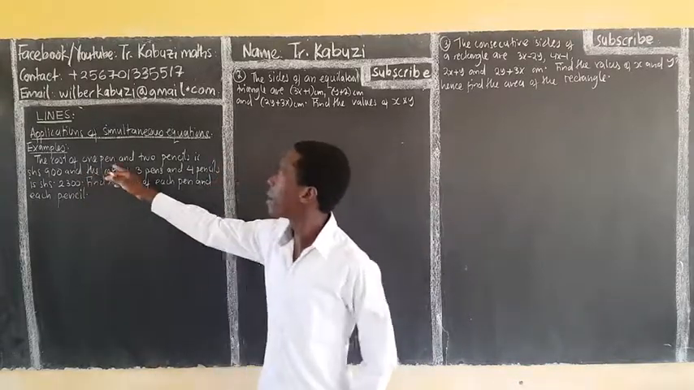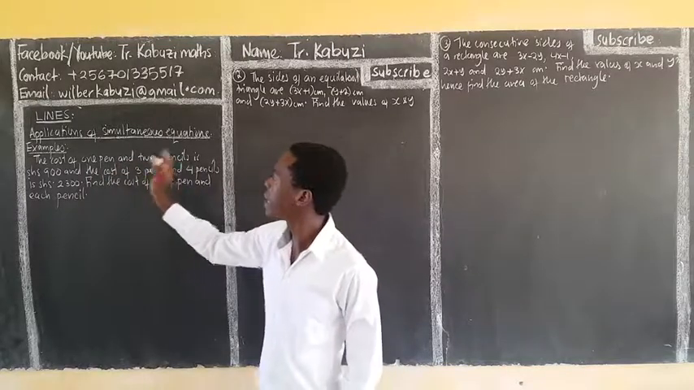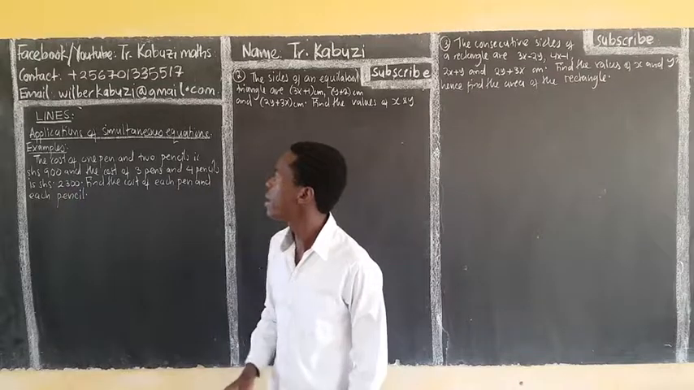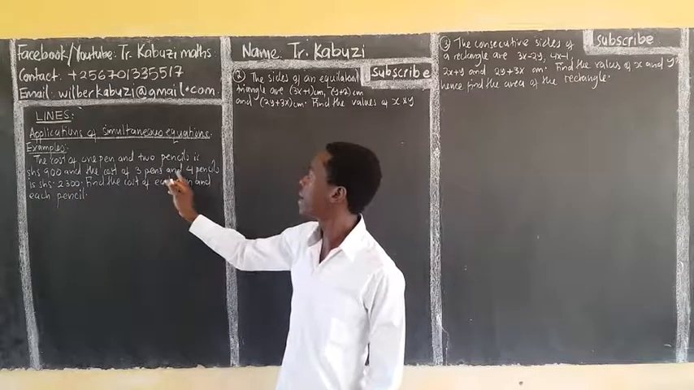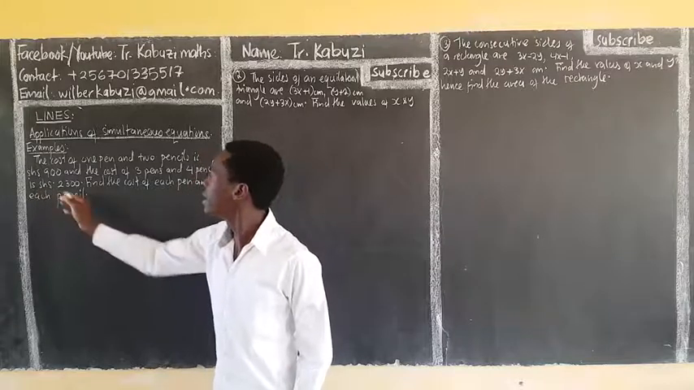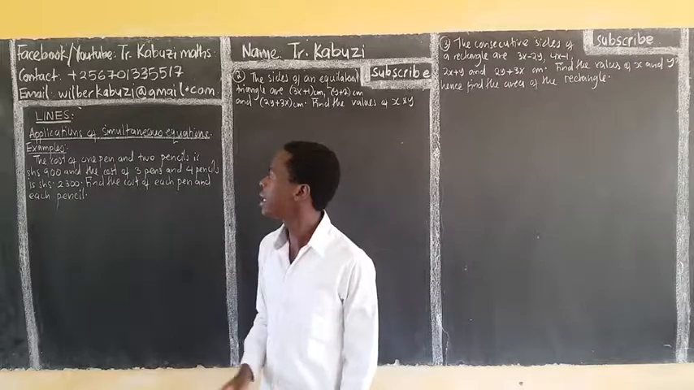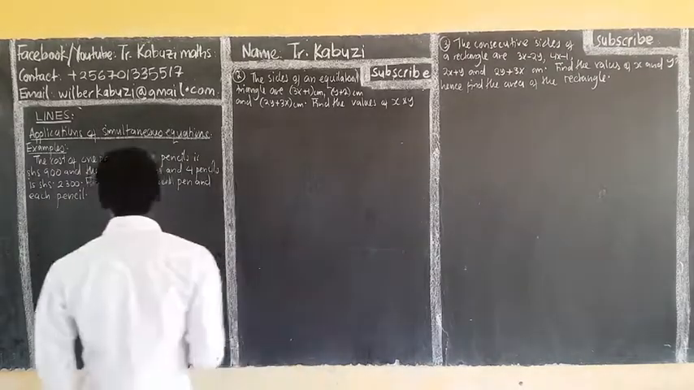The cost of 1 pen and 2 pencils is 900 shillings, and the cost of 3 pens and 4 pencils is 2,300 shillings. Find the cost of each pen and each pencil. So here they are asking us to solve simultaneous equations.